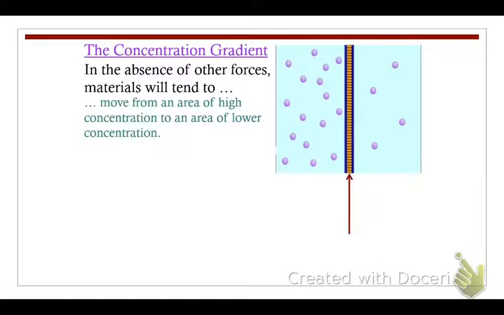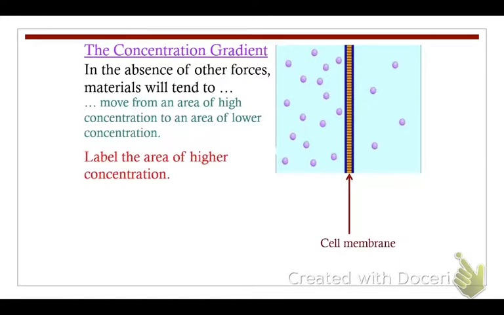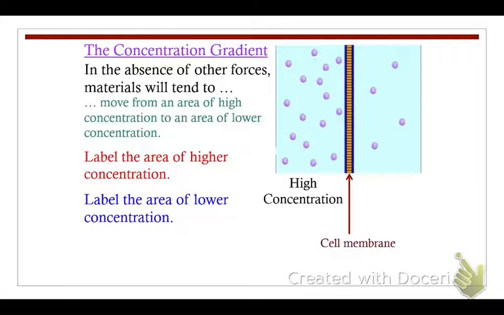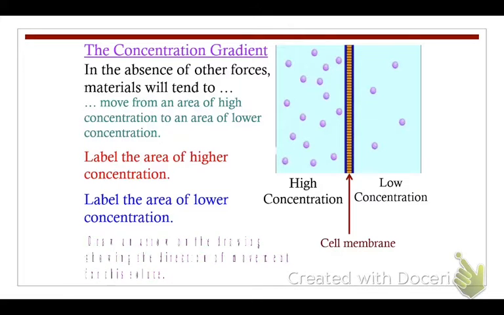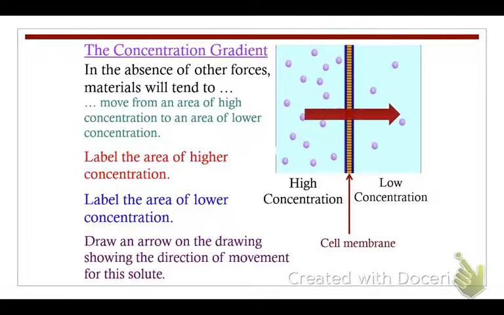So, if that is the cell membrane, then which area has the higher concentration, the left or the right? The left. Okay? Which one has the lower area of concentration? Perfect. So which way are these little particles going to move? They're going to move towards the right. Very good. From high to low. So if something's going with the concentration gradient, it's going from high to low.